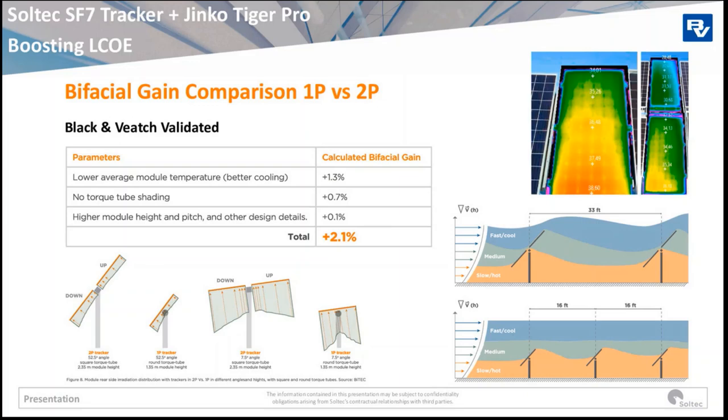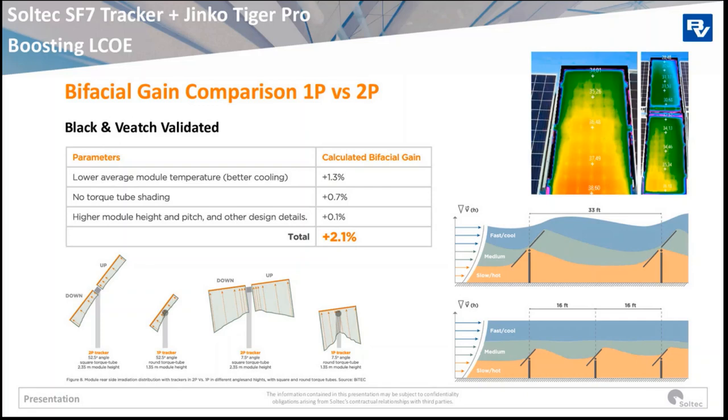And why is that? Well, it is mainly because of three parameters that we can see in the table here. Okay, the first one is the temperature. With our tracker, which is higher because of this configuration in twin portrait, the PV panels are cooler because the wind speed that is reaching them is higher. The wind is cooler, and so it cools the PV panels. We can see in the picture in the right part, top part of this slide, the color of the thermography camera showing this cooling of the PV panels in the two portrait configuration compared to the one in portrait configuration.